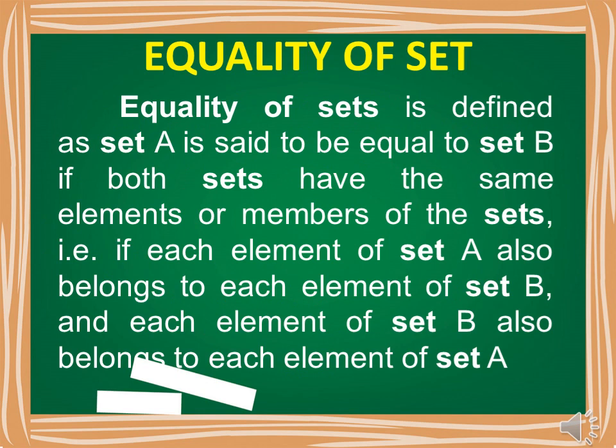Another thing to consider is the equality of sets. How can two sets be equal to each other? Equality of sets is defined as: set A is said to be equal to set B if both sets have the same elements or members. Take note. For example, if each element of set A also belongs to set B, and each element of set B also belongs to set A, therefore sets A and B are equal.